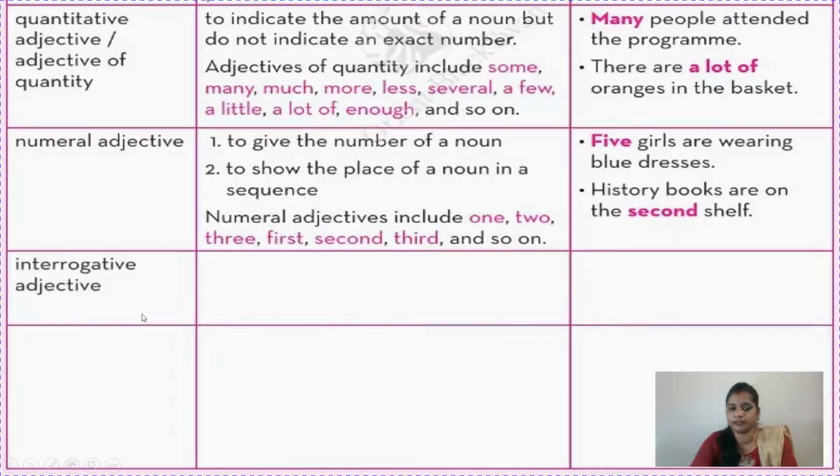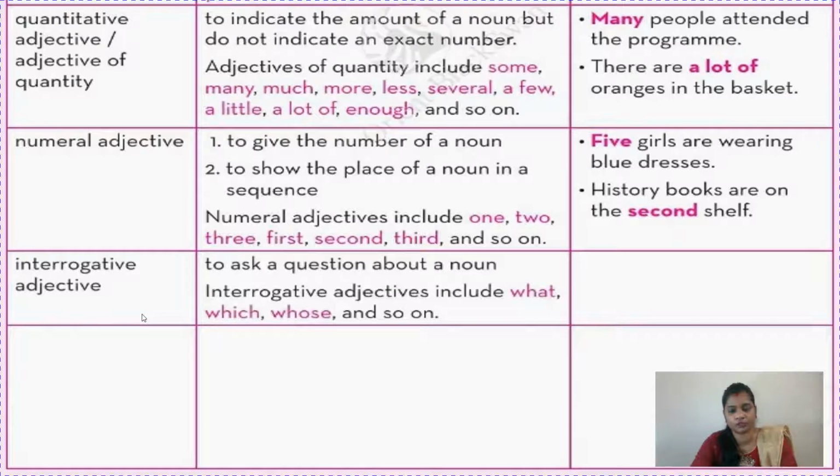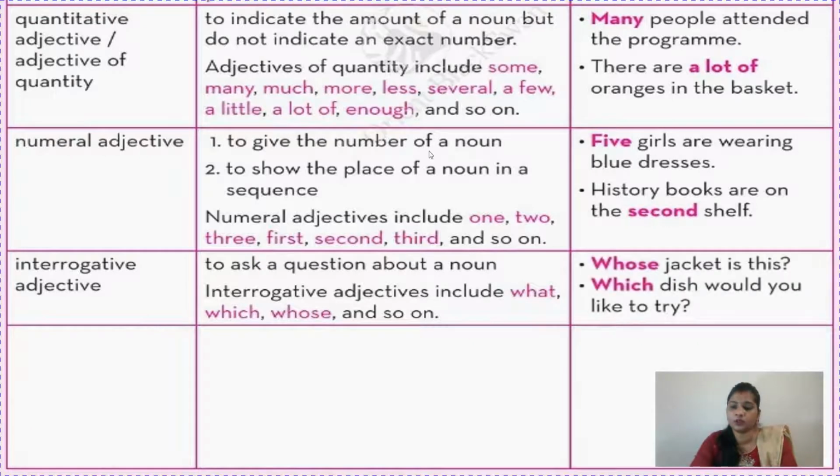Now interrogative adjective, again from the question only you will get answer. You know interrogative means to ask a question, right? So to ask a question about a noun, and it includes what, which, whose, where, how, and so on. Whose jacket is this? Which dish would you like to try? So again children, here I want to tell you, question words should be placed just exactly before the noun.